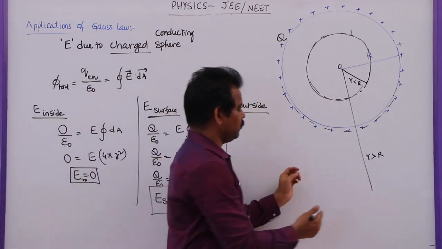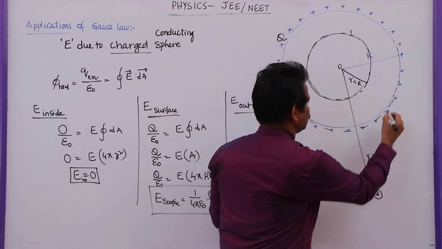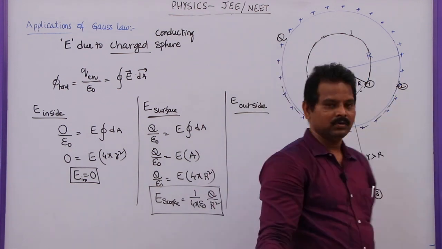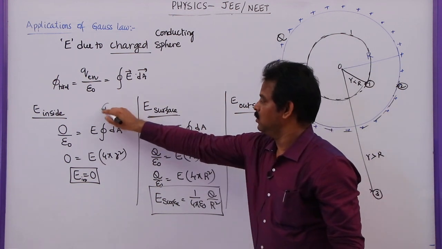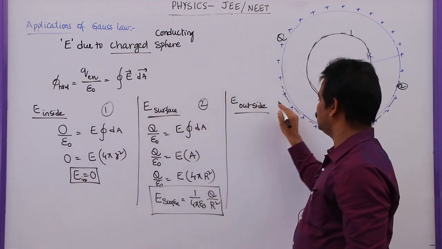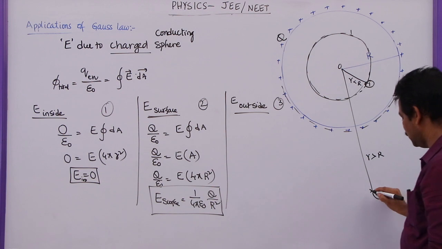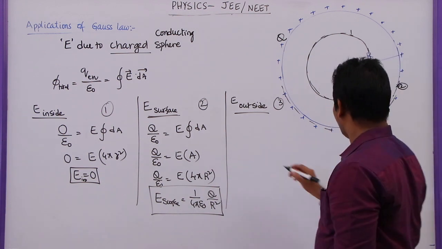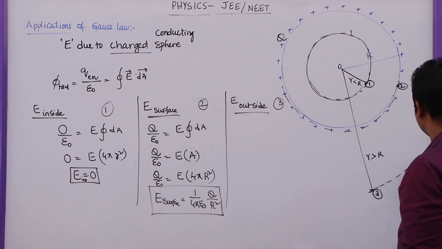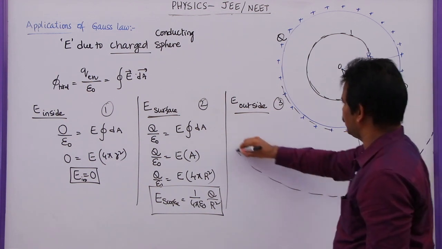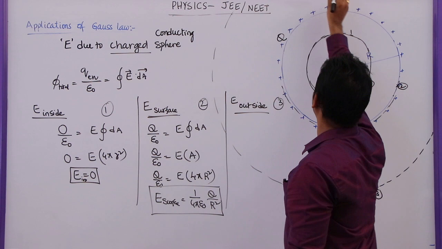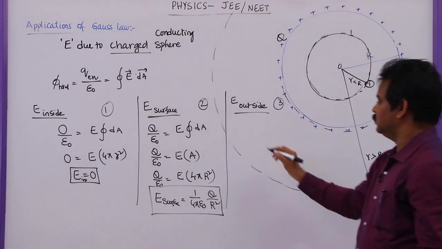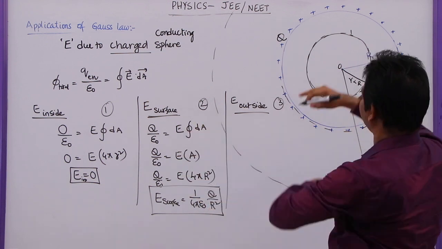Now, what is electric field at this point 3? So this is point, let us say 2. This is point 1. So this is at point 1. This is at point 2. This is at point 3, which is outside the sphere or conducting sphere. Now, what is the Gaussian surface here? Here also you will get a closed Gaussian surface in the form of a sphere only. So what is the total charge enclosed by this sphere?